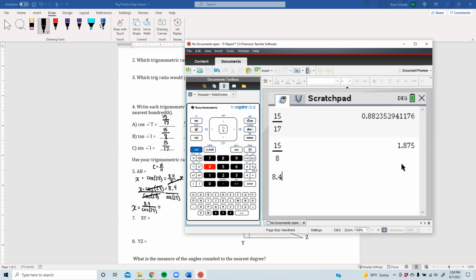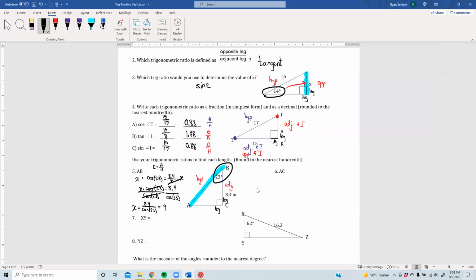So 8.4 divided by the cosine of 23. 9.13. And it looks like we're in inches. So 9.13 inches.